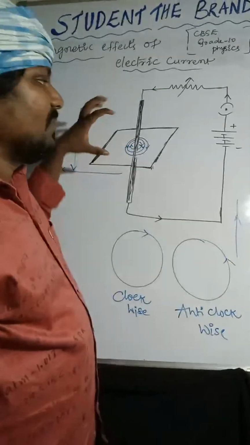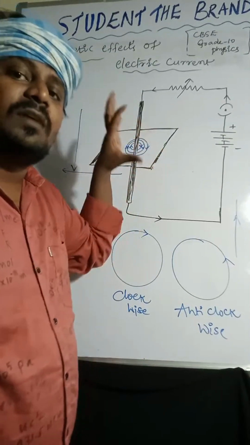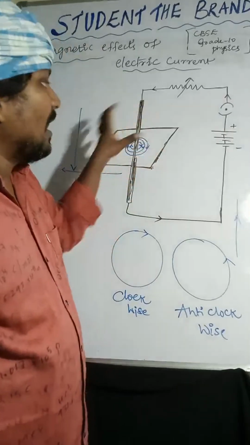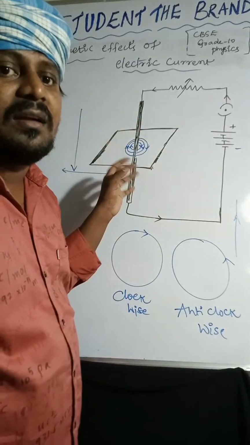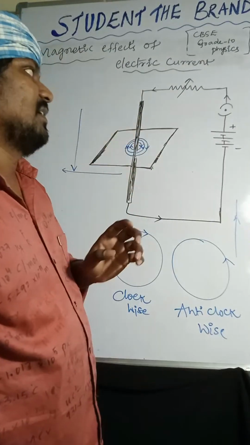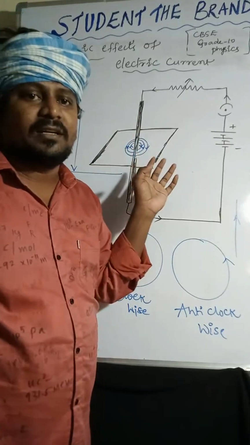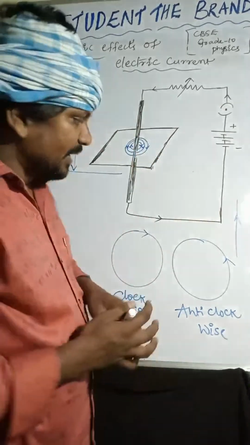Around the conductor, the magnetic field will be in the form of closed loops. Those are called closed concentric circles. Around the conductor, the magnetic field will be in the form of concentric circles. Is it clear? I hope it is very clear to you all.